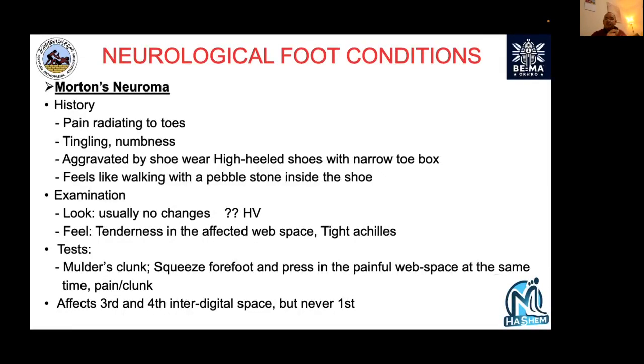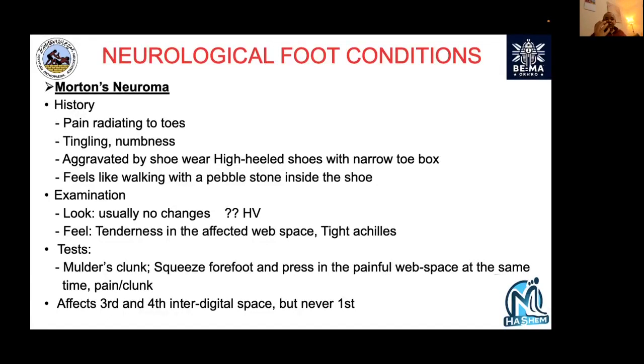When you put your hand, there will be tenderness in the web space. The commonest is the third web space. The second commonest is the second web space. So it commonly happens in the third and second, and very rarely in the first. When it happens in the second or third, it will be tender over the web space.